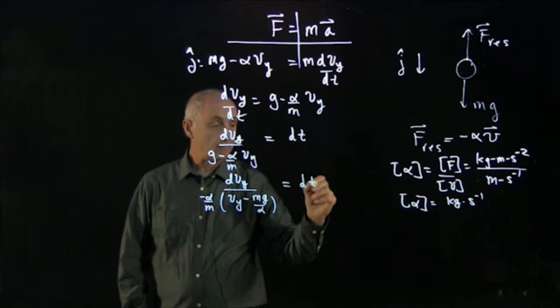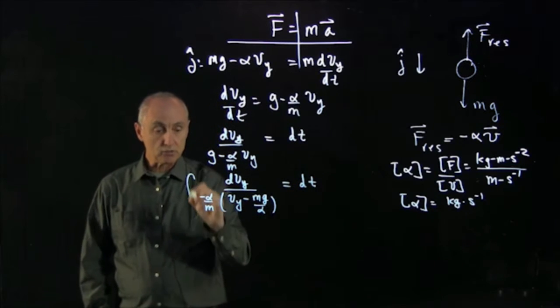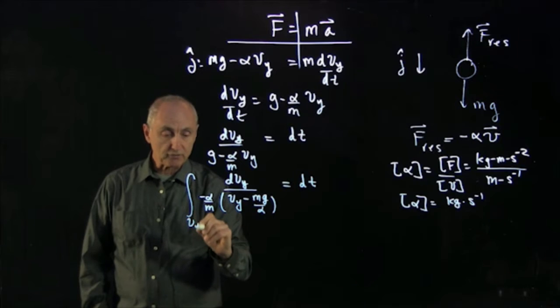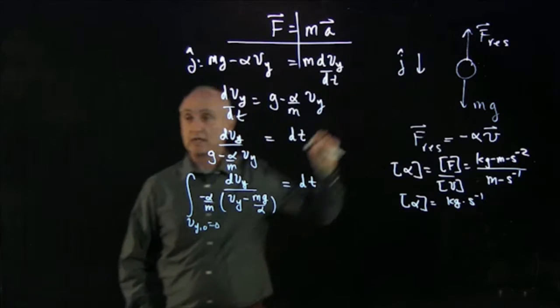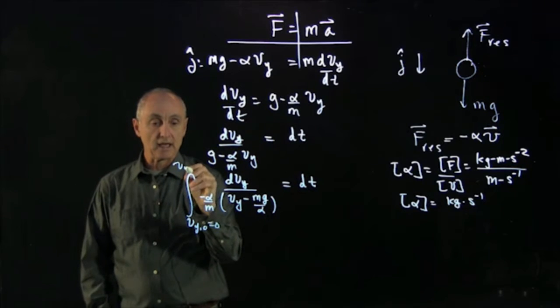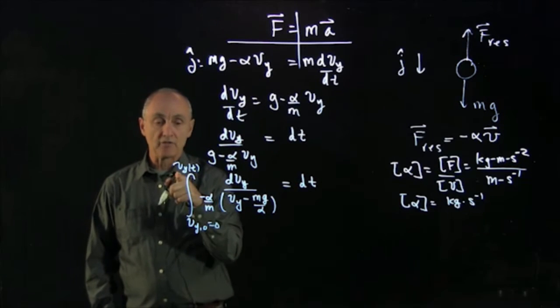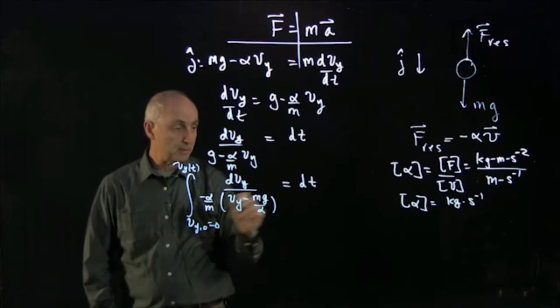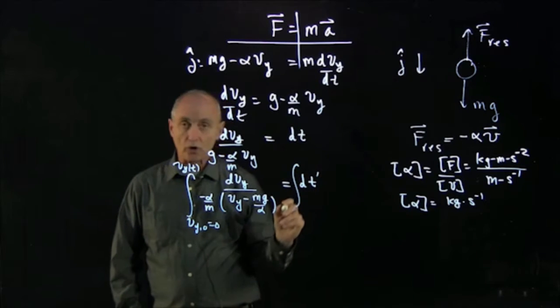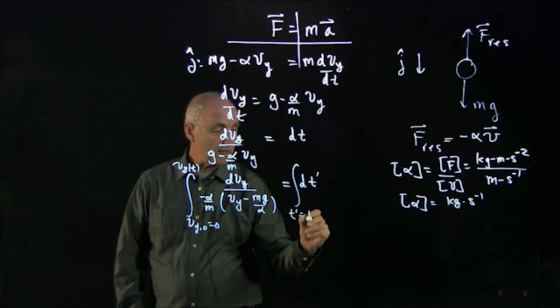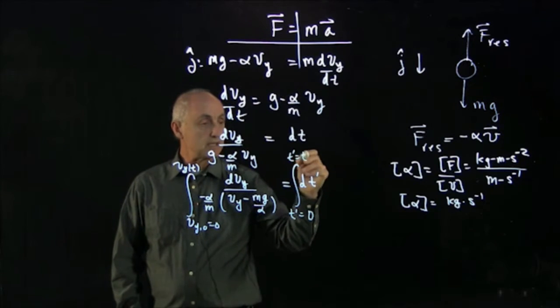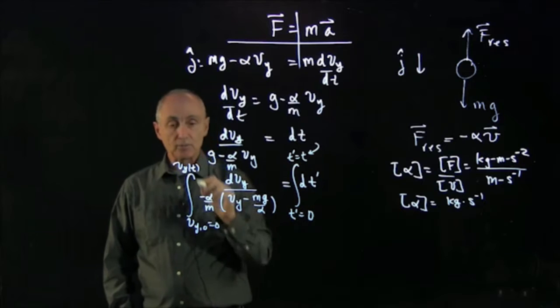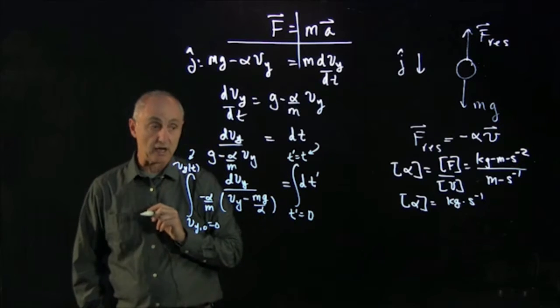And over here, I have dt. Now what I want to do is integrate, and we're going to integrate from some initial velocity, which we're going to take to be 0. We're going to drop this, let this object be released from rest, and we're going to integrate to some final speed vy of t. Over here, let's just call our integration variable t prime, and we integrate t prime from 0 to some time t.